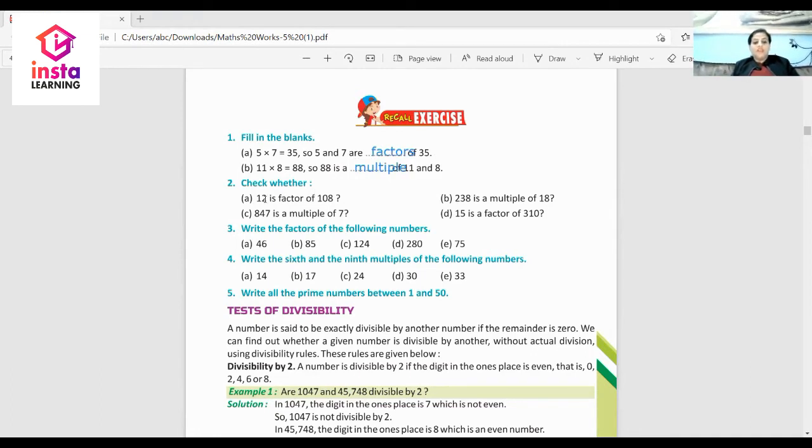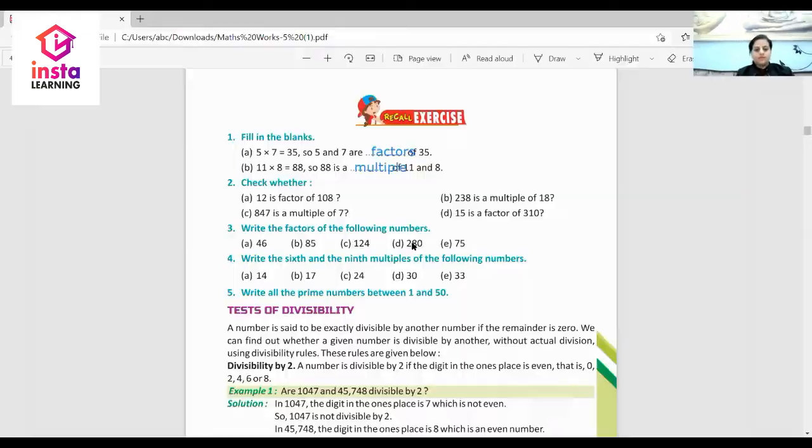Now check whether 12 is a factor of 108. Factor and multiple mean that it comes in the table. So we have to check the table of 12, then only we are able to get the answer. We have to make sure that 108 comes in the table of 12. It is going to be divided properly. Yes, it is divided by 12 properly. So it is a factor.